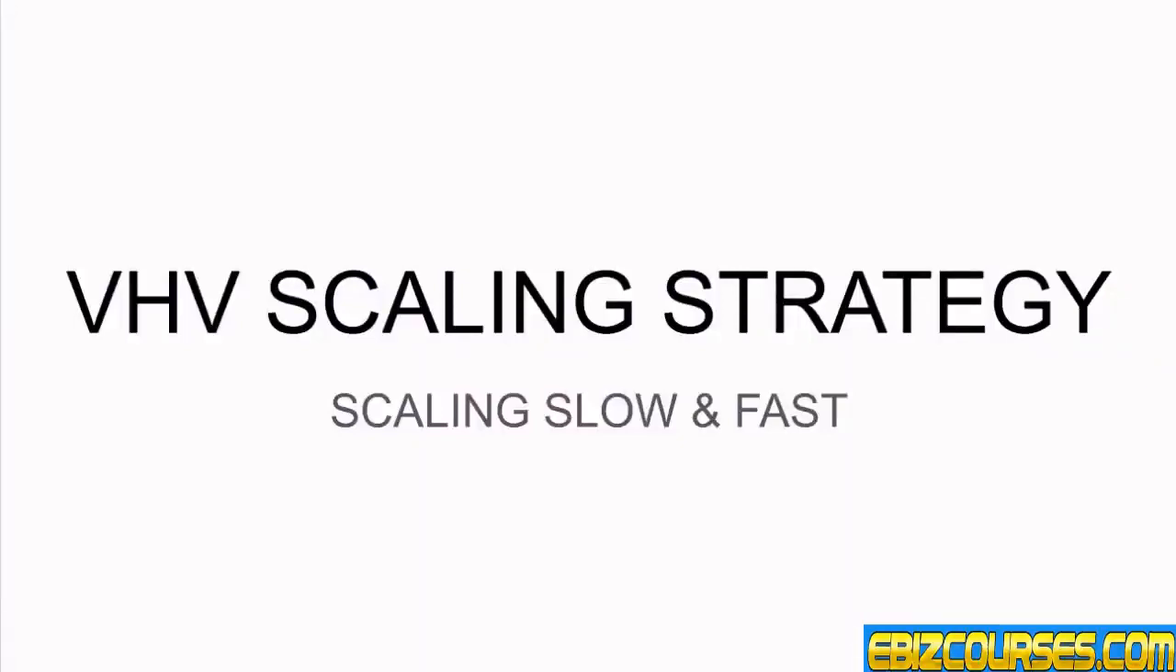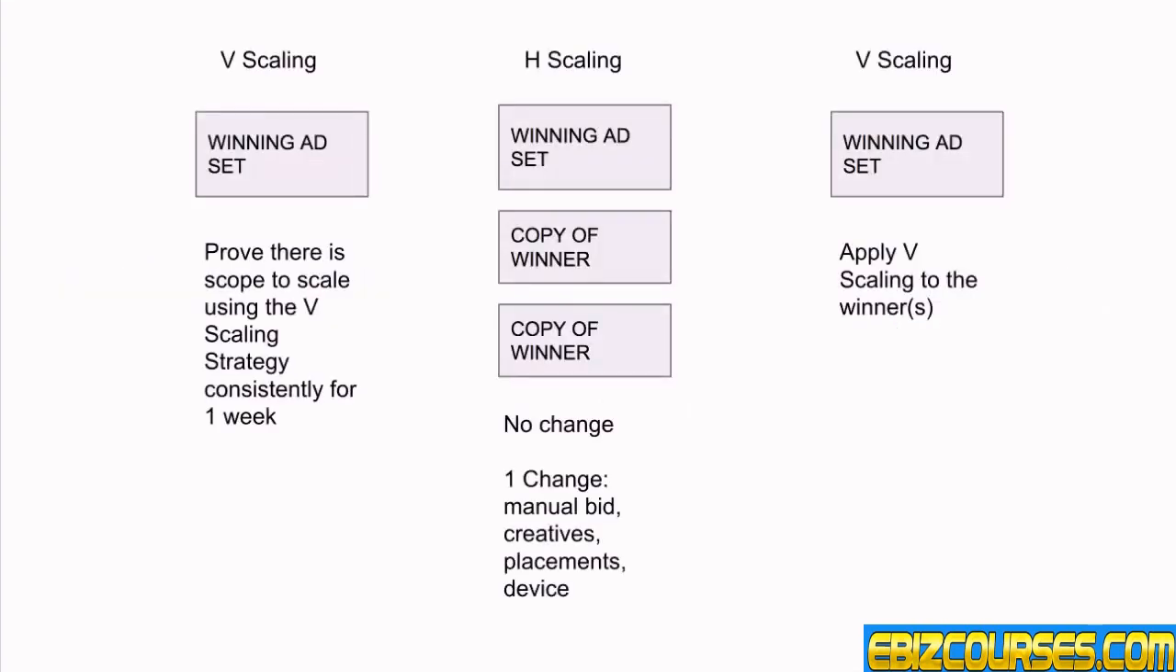The VHV scaling strategy. This is all about scaling slow and fast, using what we've learned about V scaling and H scaling and using them in unison to be able to scale predictably, and also to do it at speed and at scale as well. So using vertical and horizontal together is my preferred method of scaling any kind of account, whether it's e-commerce, lead gen, digital product, whatever it may be.